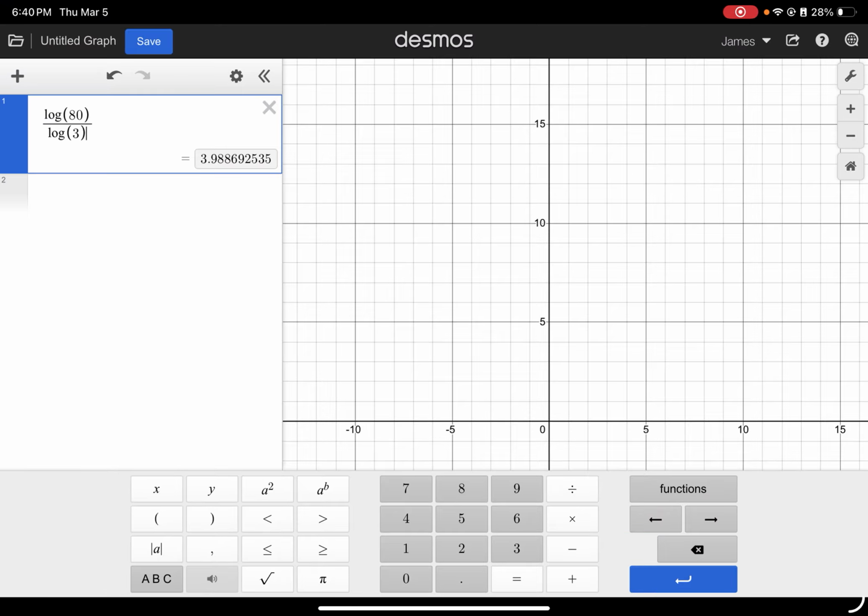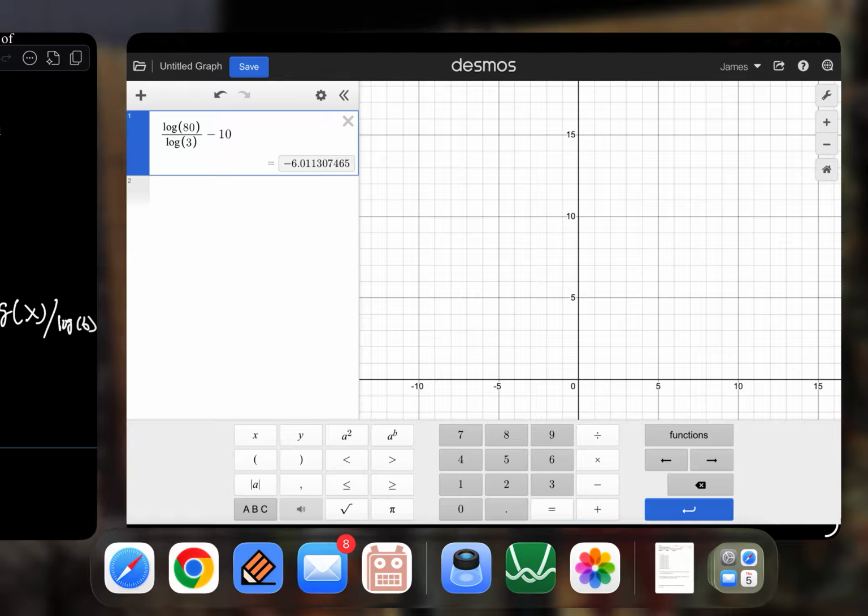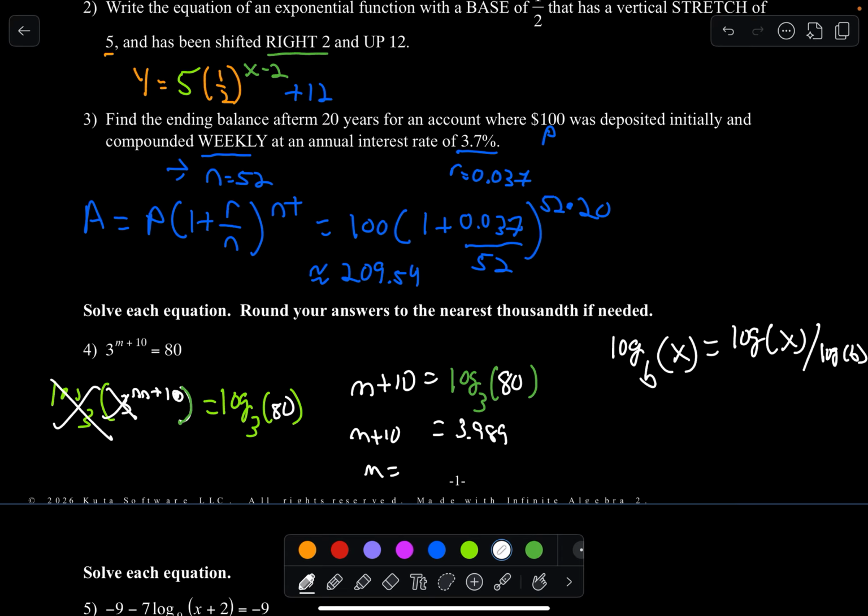So using my calculator, I'm just going to subtract 10. And you get negative 6.011. And that is the value of m that satisfies that equation.